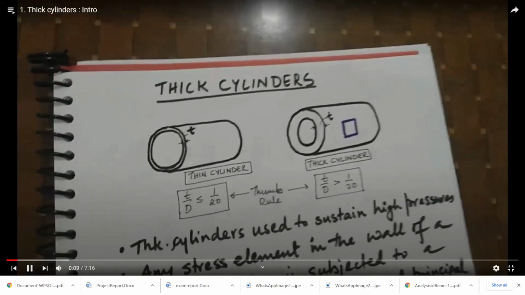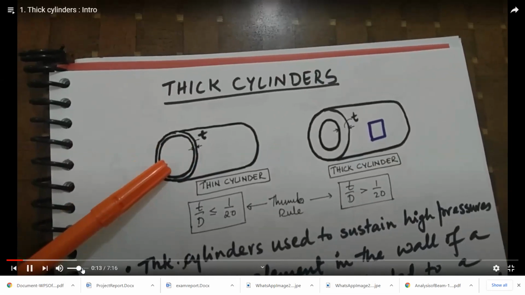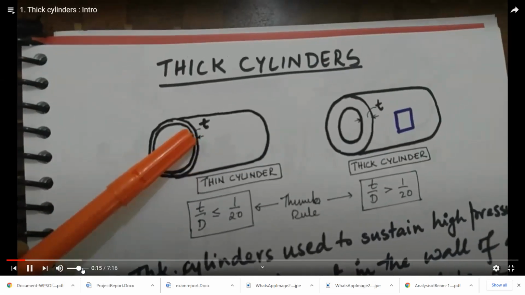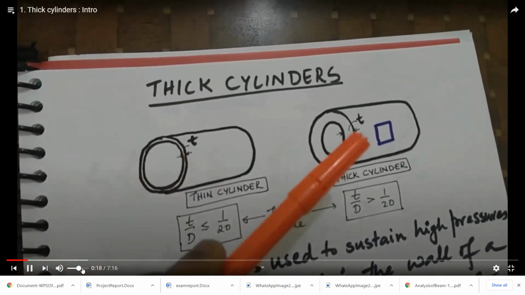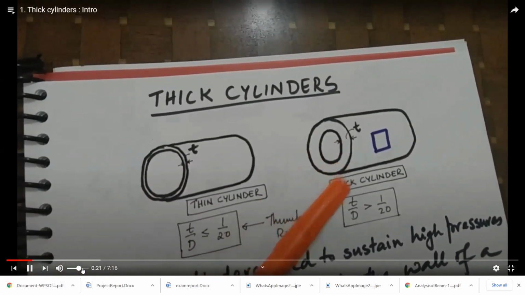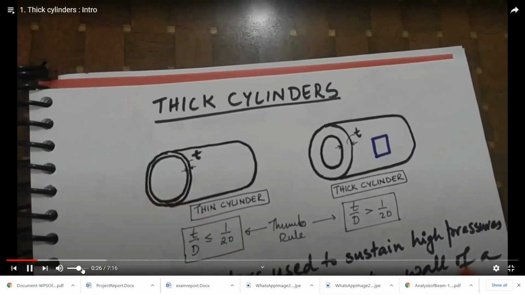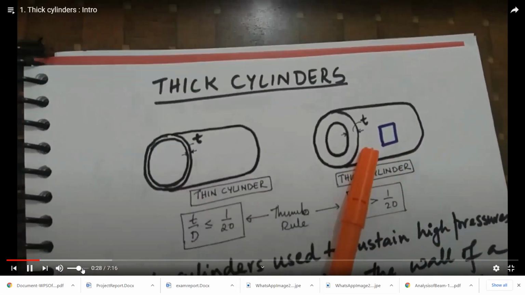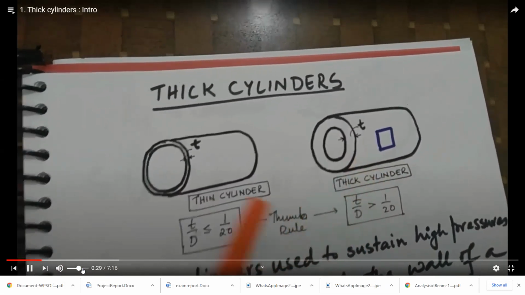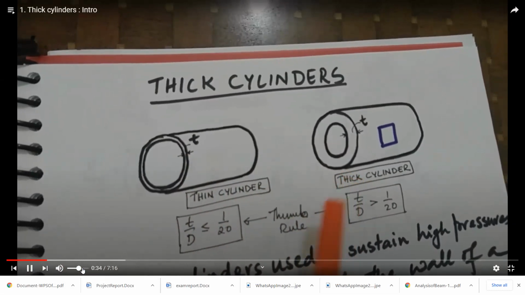As you can see here, for the sake of comparison, I have drawn a cylinder whose wall thickness is clearly much lesser than the wall thickness that has been shown in this cylinder. So, relatively speaking, this we can call a thin cylinder, whereas this we will be calling a thick cylinder. That is just at the first visual glance of these two cylindrical pressure vessels.